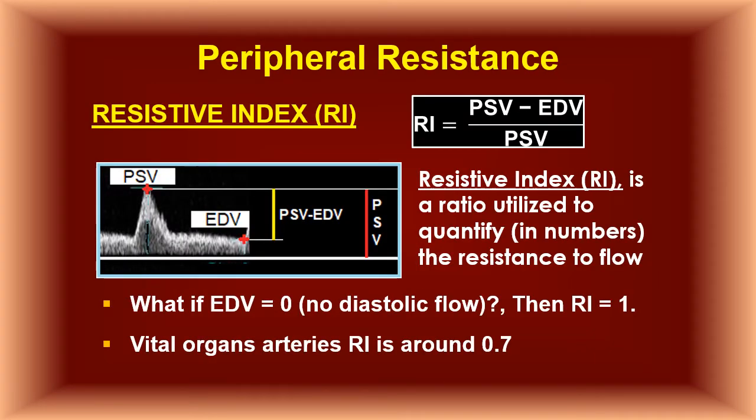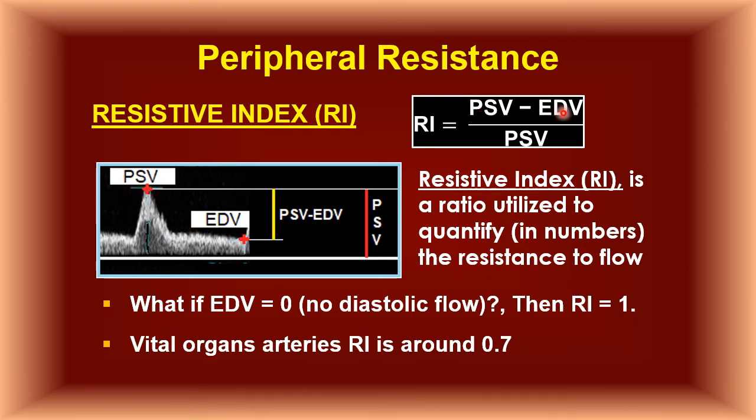So now we come to the peripheral resistance evaluation, or how can I evaluate, or get in numbers, what the peripheral resistance is. We can calculate this by what we call the resistive index, or RI. Everybody has heard about RI, and we need to know what the RI is. RI is the resistive index, and it has a formula. RI equals PSV minus EDV divided by PSV. What is PSV? Peak systolic velocity. This one. This is the systole, and we have here a diastole. So the peak systolic velocity is this part.